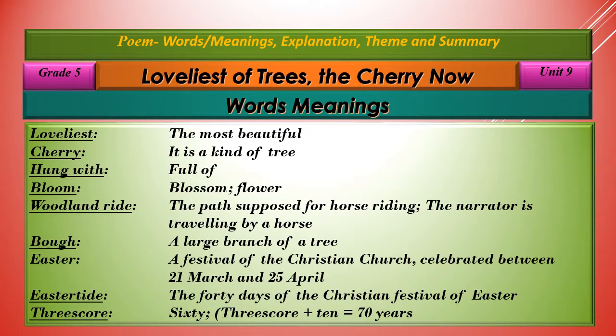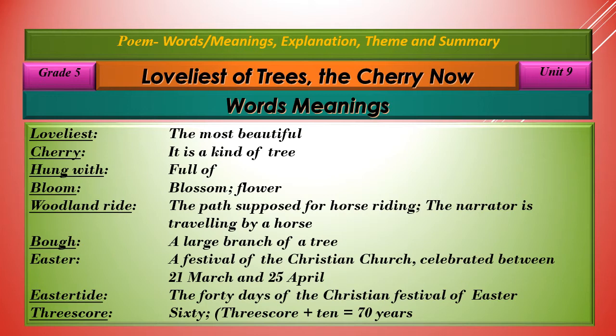Now, word meanings. The first word is loveliest. It means the most beautiful, the most fascinating, or the most attractive. Cherry, it's a kind of tree. Hung with, full of, laden with. Bloom means blossom, flower.